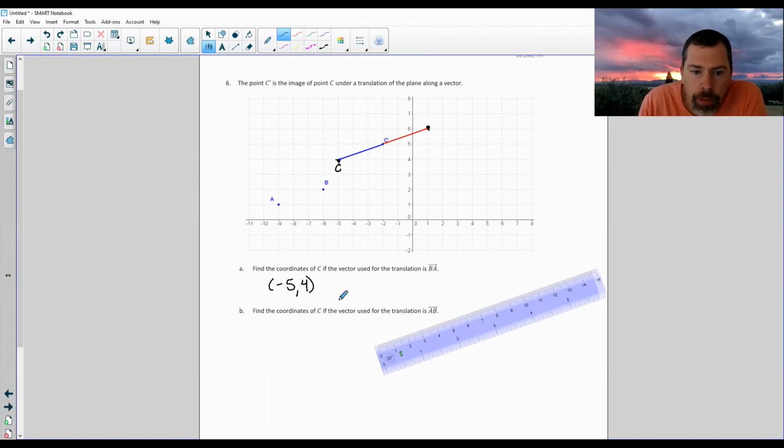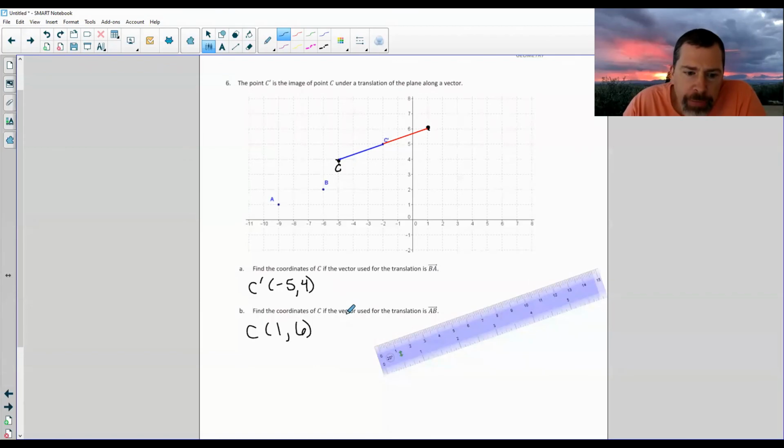Right here. 1,6. Now let me think about this for one second. This would be C, and this would be C prime. Find the coordinate of C if the vector used for the translation is B to A. Okay, I'm okay with that.